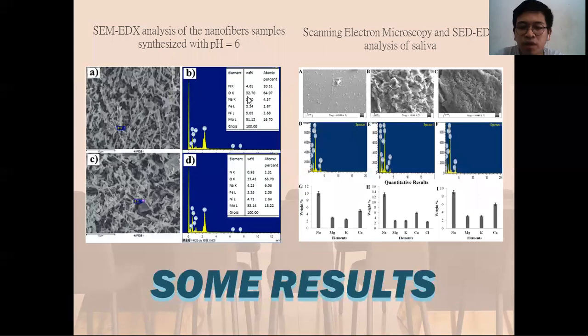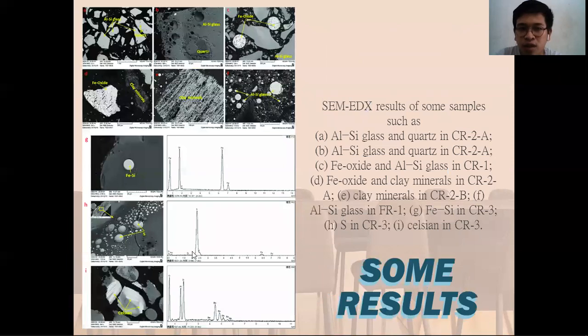And here are some results of a specimen test on the SEM-EDX with their corresponding analysis. In the right figure is an SEM-EDX analysis of the nanofiber samples synthesized with pH equivalent to 6. On the left is a scanning electron microscopy and SEM-EDX analysis of a slide. Lastly, here it shows an SEM-EDX result of a sample such as aluminum silicon glass and quartz in CR2-A. And so forth.